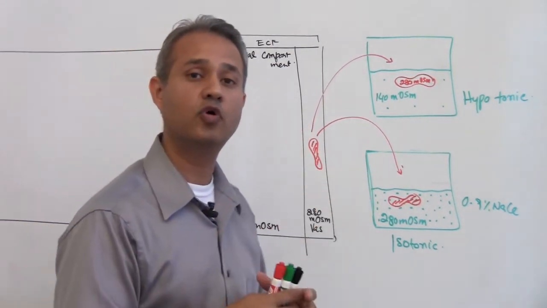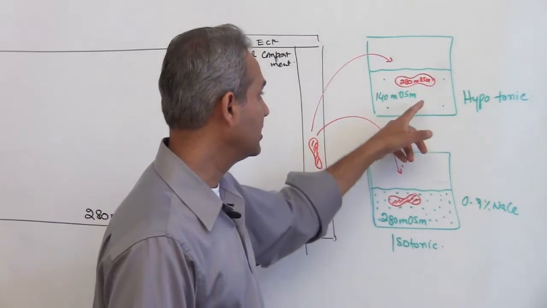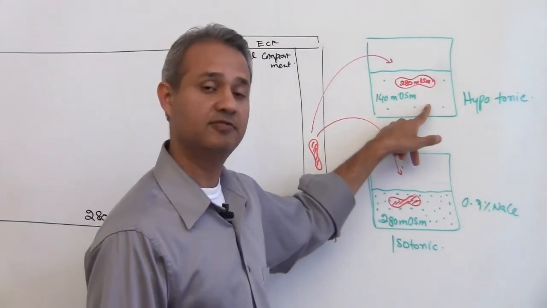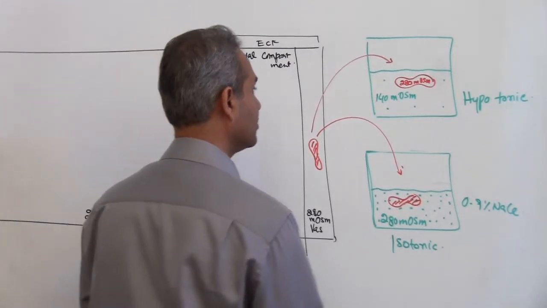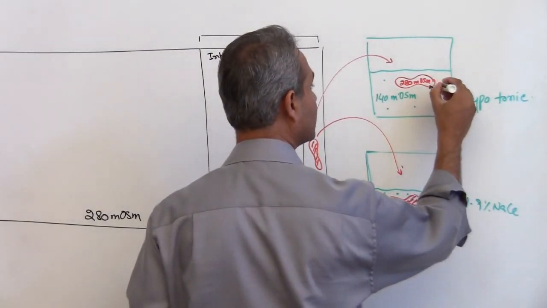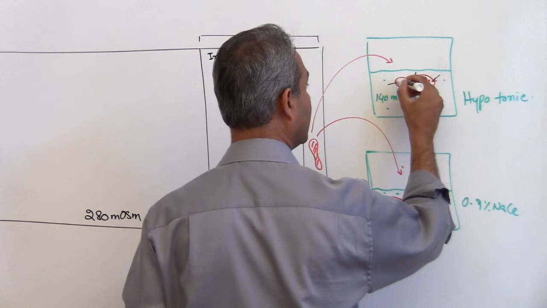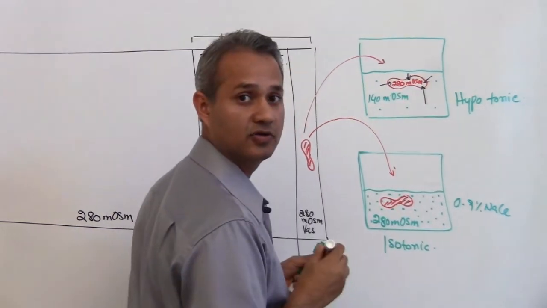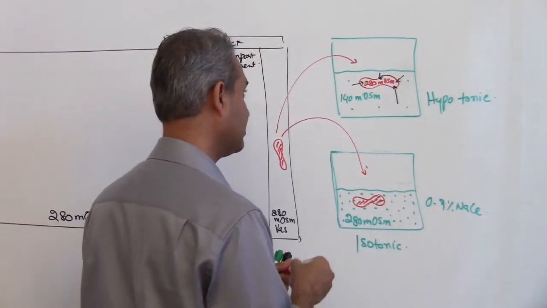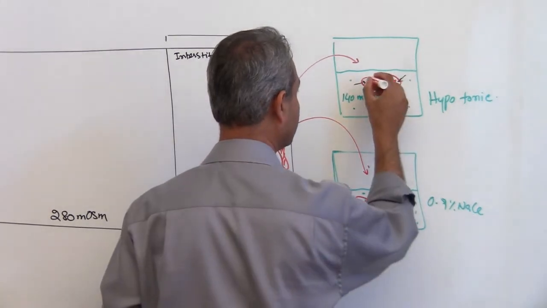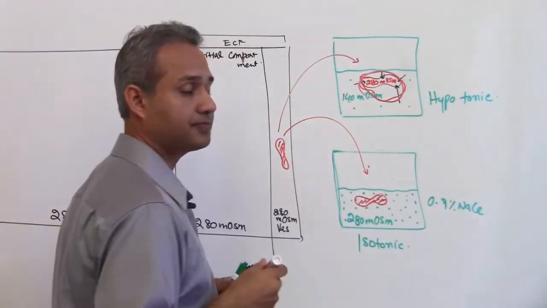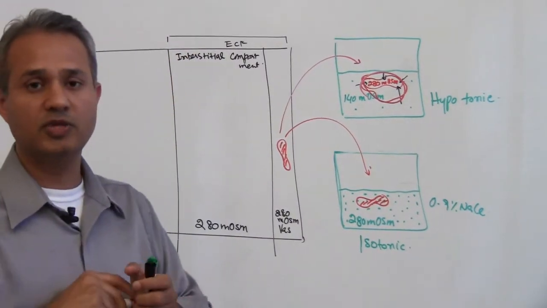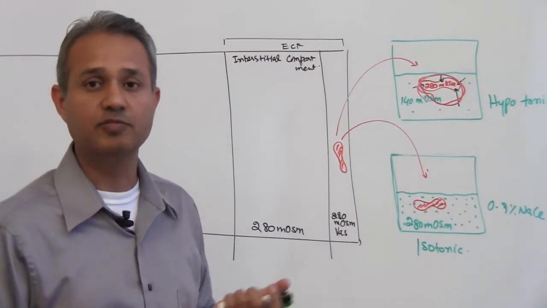What does that mean? Where is the more concentration of water? Outside is water in more concentration. So what's going to happen? Water is going to start moving into the RBC. So very soon this RBC is going to swell up with the water. And depending upon the osmolarity change, this RBC can burst as well.